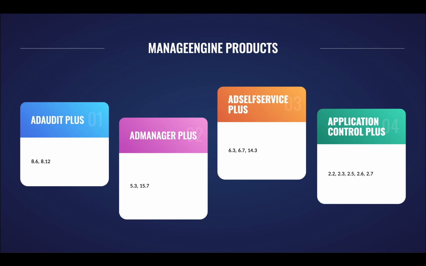Application Control Plus in subcontrols 2.3, 2.5, 2.6, and 2.7, automating the placement of applications in whitelisting and blacklisting based on the rules that you create. So you would know what has to be installed and what not has to be installed on your infrastructure by whitelisting and blacklisting applications.